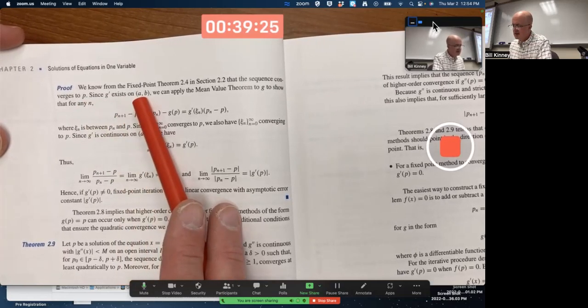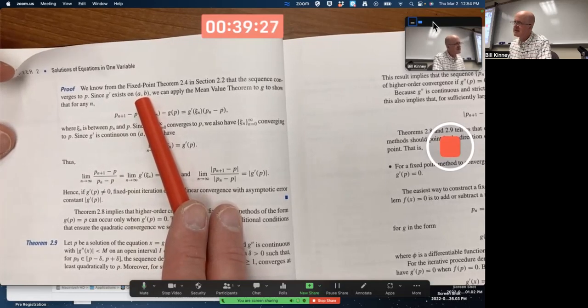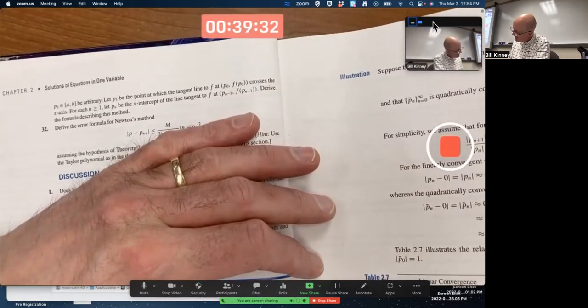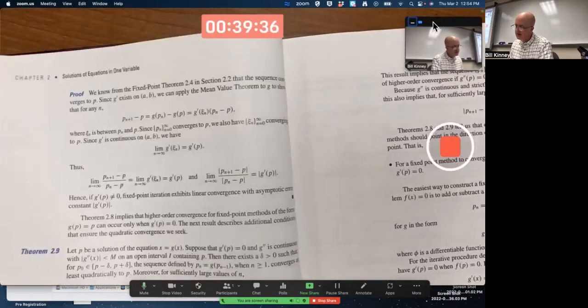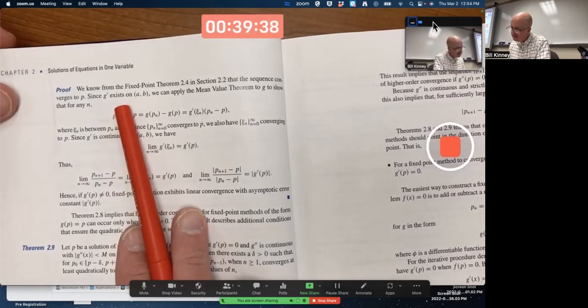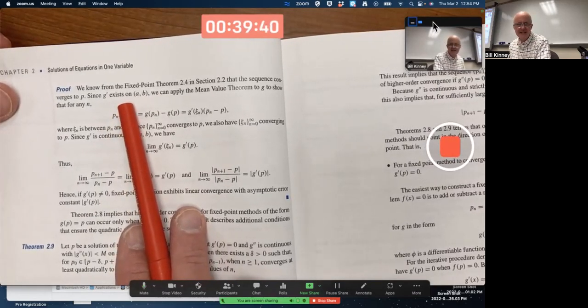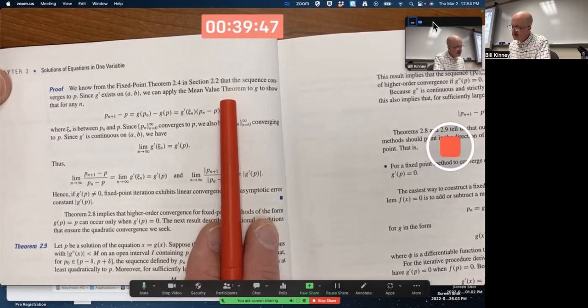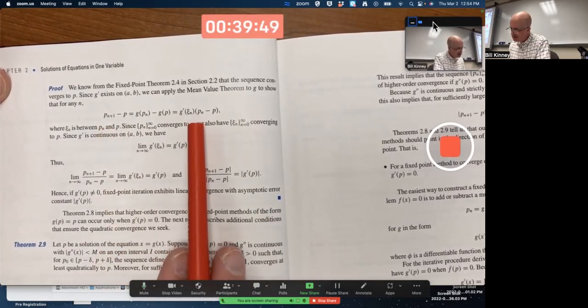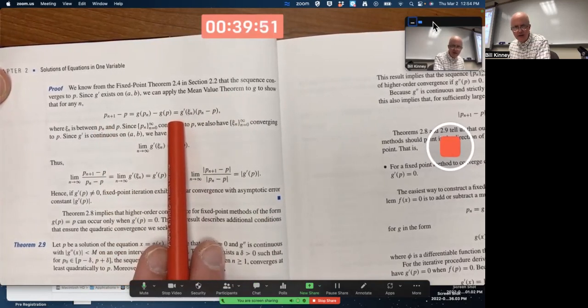G prime exists on the interval. It doesn't say G prime is continuous. Yeah, it just says it exists. No, it does say G prime is continuous. Okay. But here they're just saying it's continuous because existence is enough to apply the mean value theorem to G to say that for any n, this equation is true. The mean value theorem application is right there.